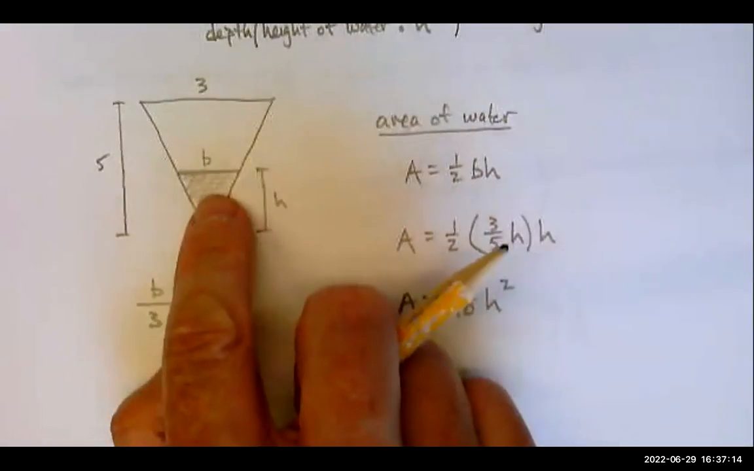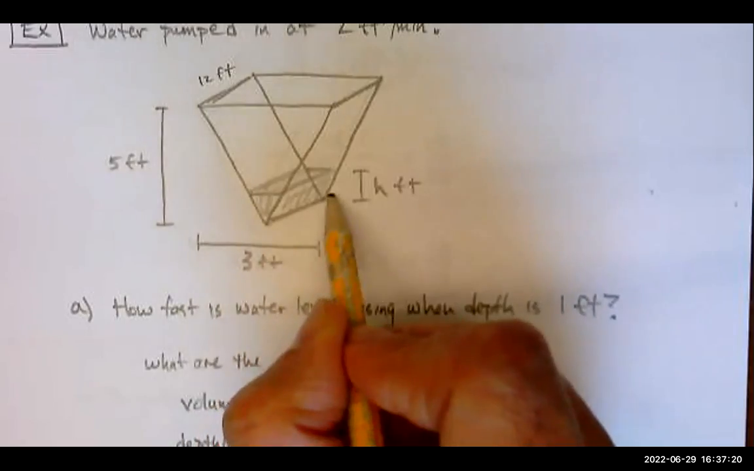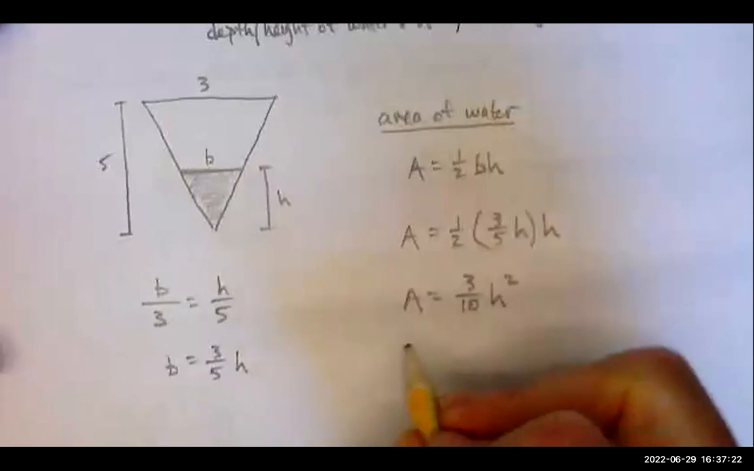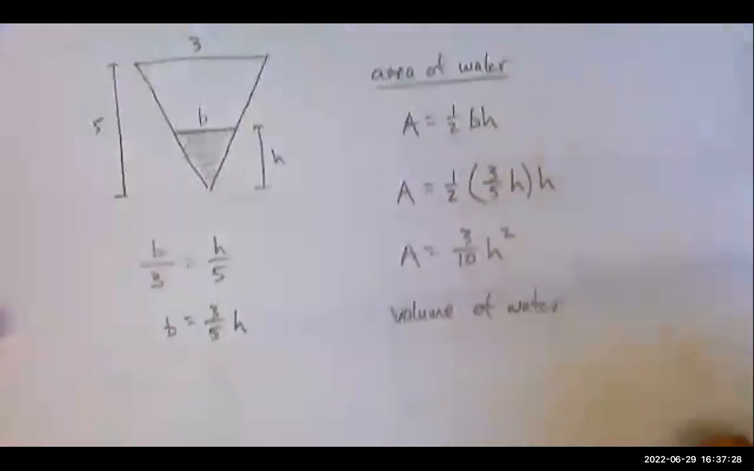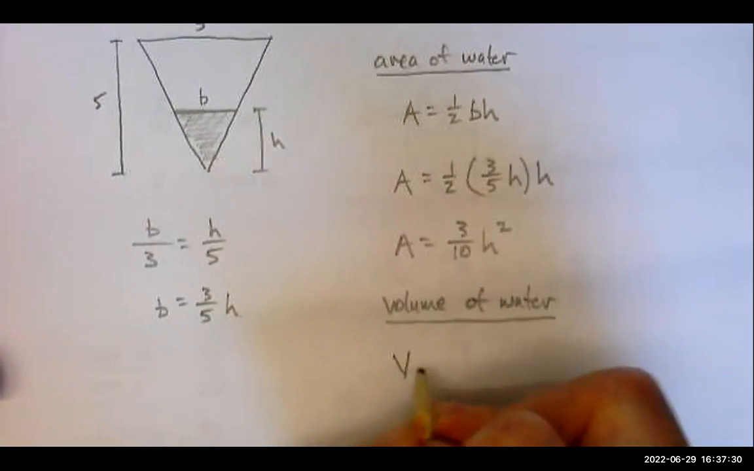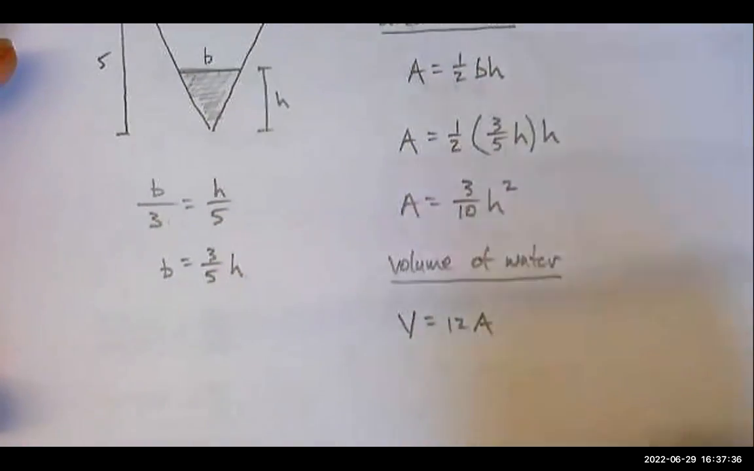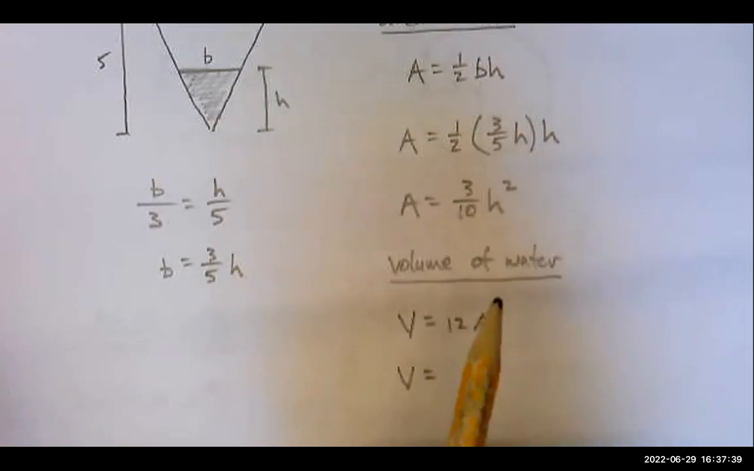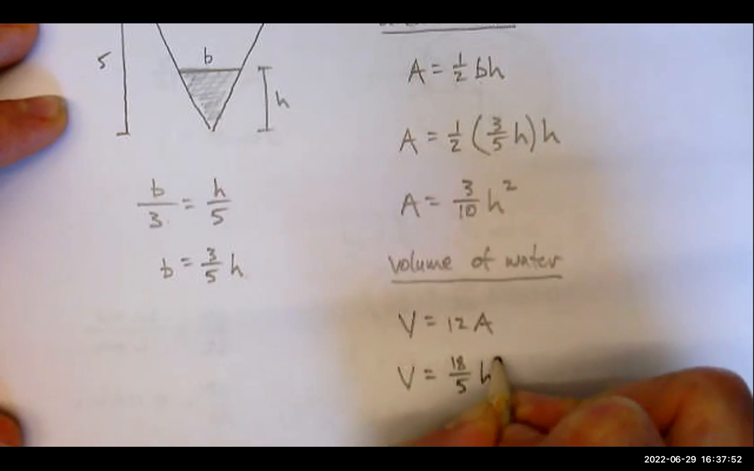Of course, it's not the area that we really want. What we want is volume. But if I know the area, all I got to do is multiply it by 12. Volume equals 12 times area, let's say. So if I multiply these, 12 times 3/10, let's see. Well, the 12 and the 10 would both reduce by 2. So that'd be 6 times 3 is 18/5 h squared.